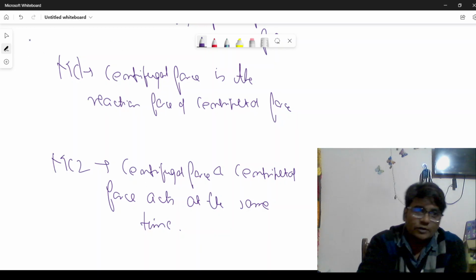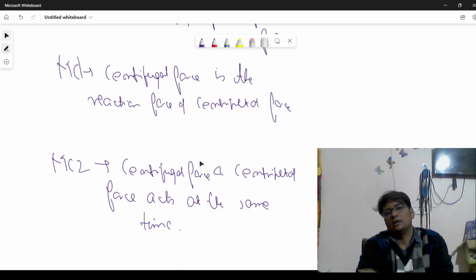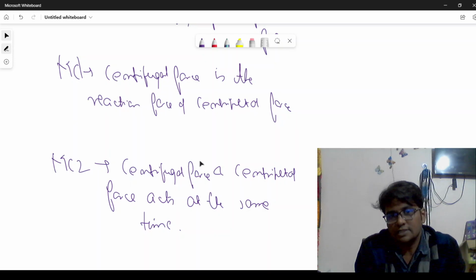So I hope that you have seen how the centripetal and the centrifugal force are differentiated on the basis of the frame of reference.